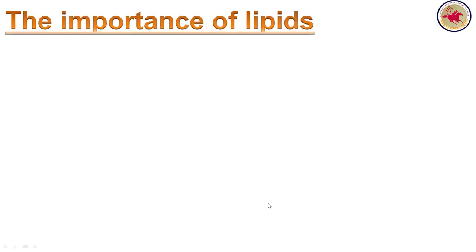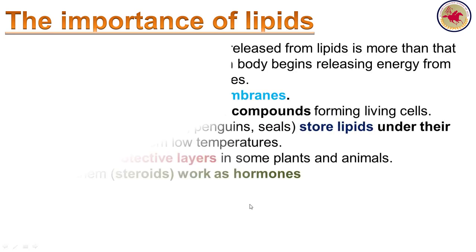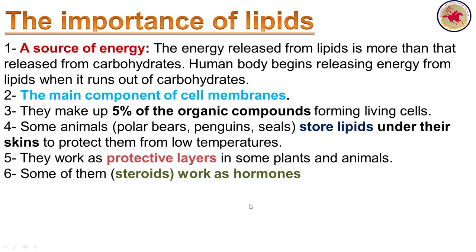Importance of lipids. Carbohydrates were a source of energy. Lipids are also a source of energy, the biggest one but not the fastest one. First is source of energy. Number 2, main component, as we will see later, of the cell membrane. It shares in the structure of phospholipid, which is the main structure of the cell membrane.